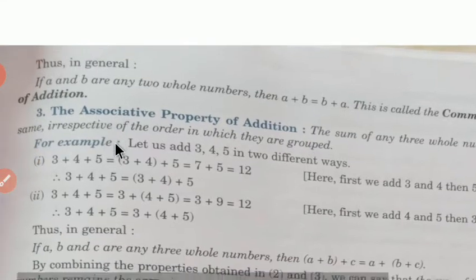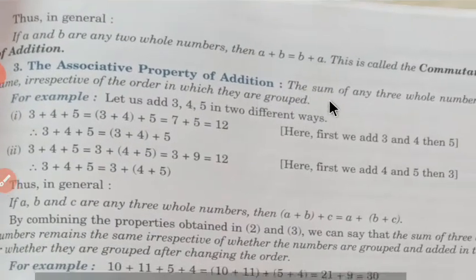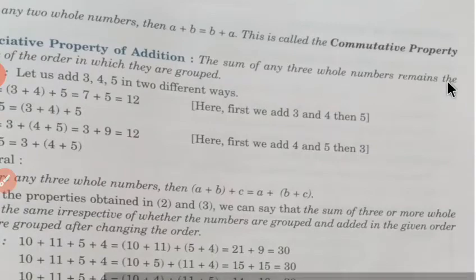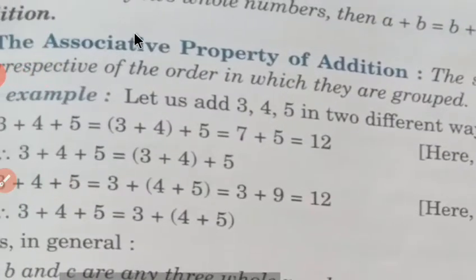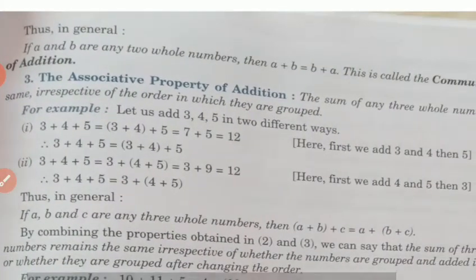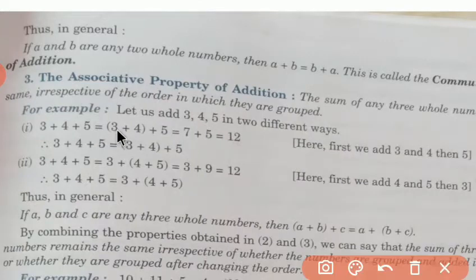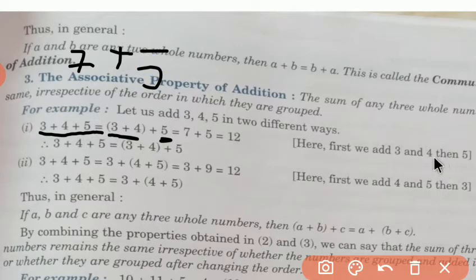Then the third property, the associative property of addition. The sum of any three whole numbers remains the same irrespective of the order in which they are grouped. Here we have to take any three whole numbers. Let us take 3, 4 and 5. We will add in two different ways. First, the bracket around 3 plus 4, then plus 5. The bracket means first we will add 3 and 4, then after that we will add 5. So 7 plus 5 is equal to 12.